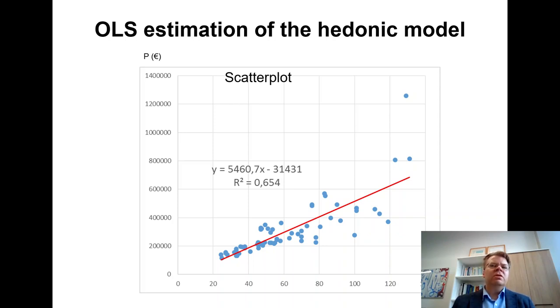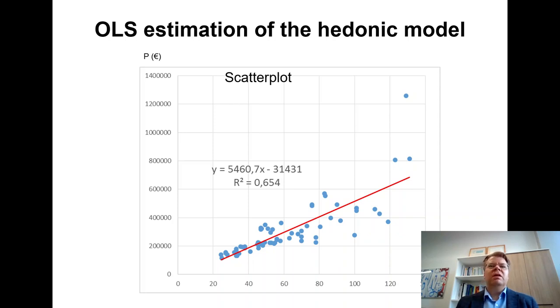I will come later in this course to the interpretation of this R squared statistic and what it means. But here you can see on this slide this red line is just fitting the line on this scatter of data. This is a very intuitive way of thinking about regression analysis. We are just trying to fit the regression line in the middle of the scatter of data.